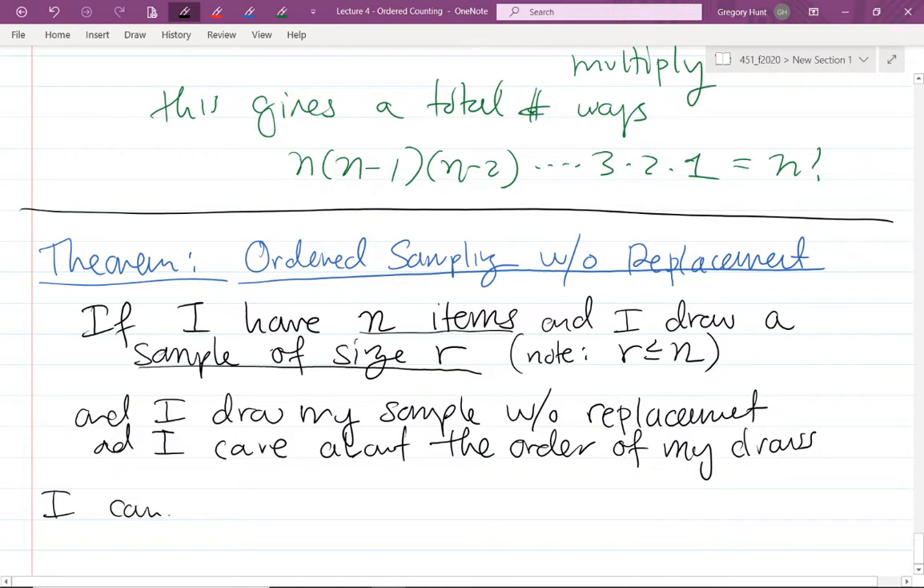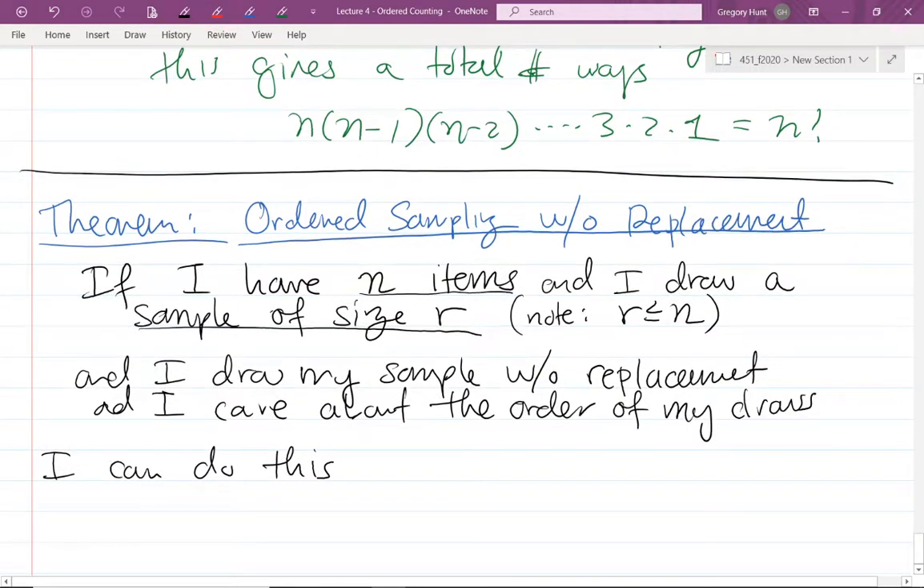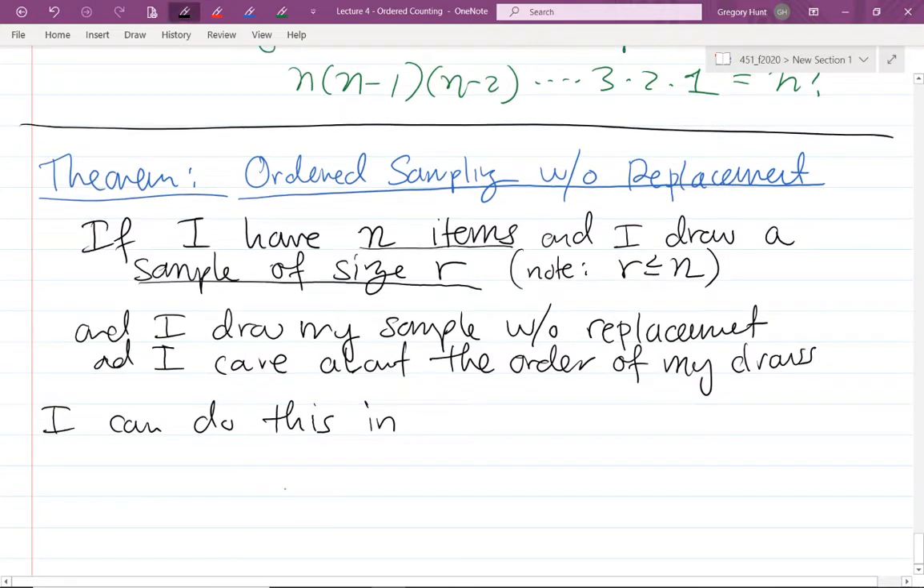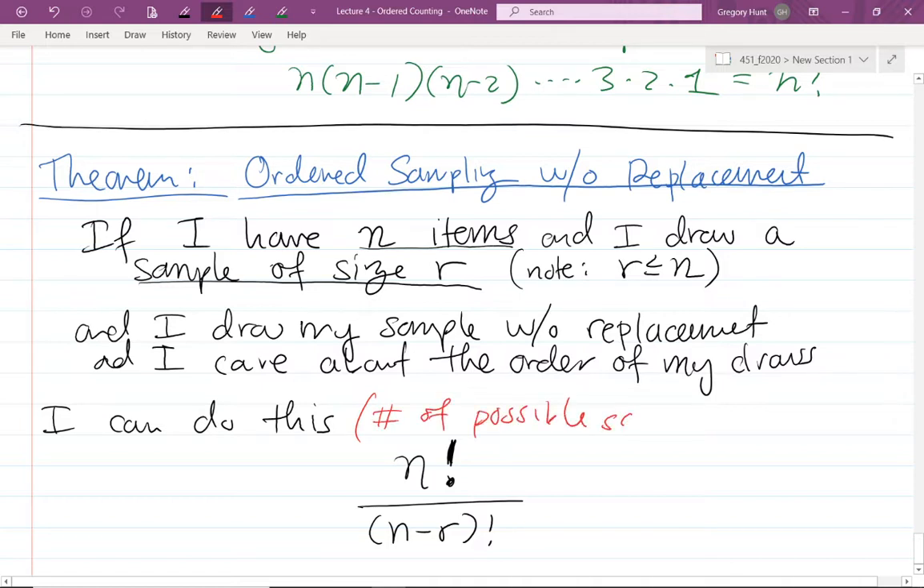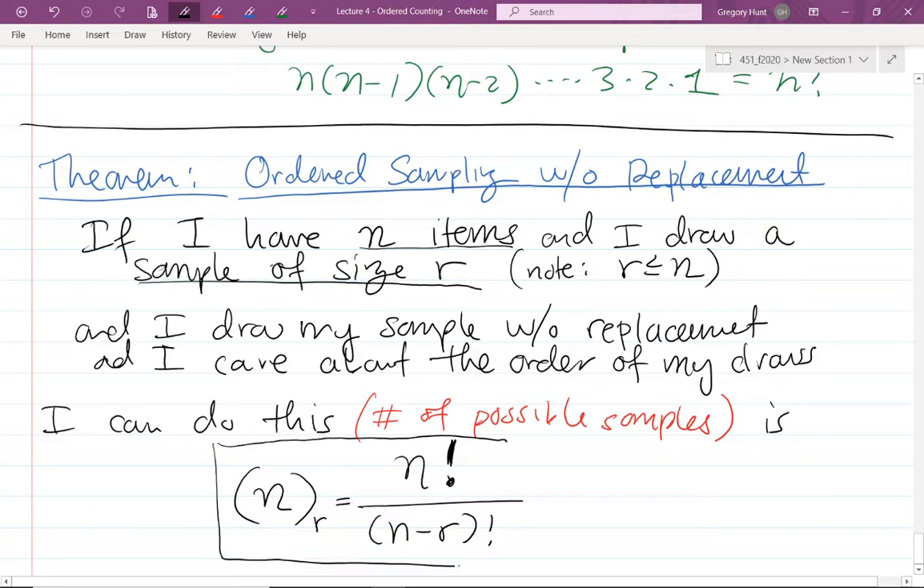And the theorem says I can do this. That is, there are how many possible samples I can draw, or do this sampling procedure in? Well, let's write it. The number of ways we can do this is n factorial over n minus r factorial. Another way of saying that is the number of possible samples I can draw is, and our notation for this sometimes is n with parens around it and a subscript r. That's just notation. The important thing to remember is that it's n factorial over n minus r factorial.